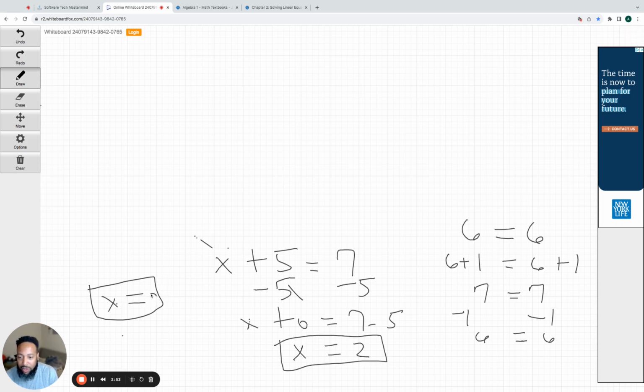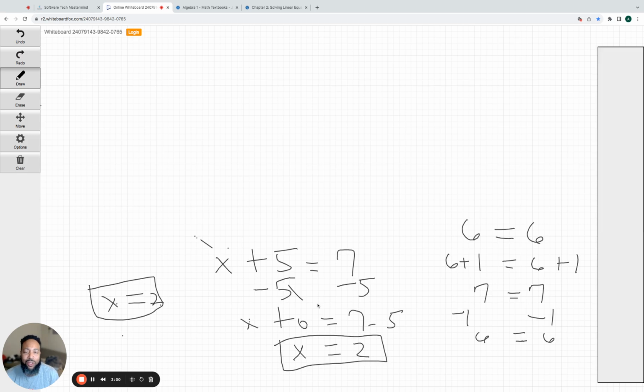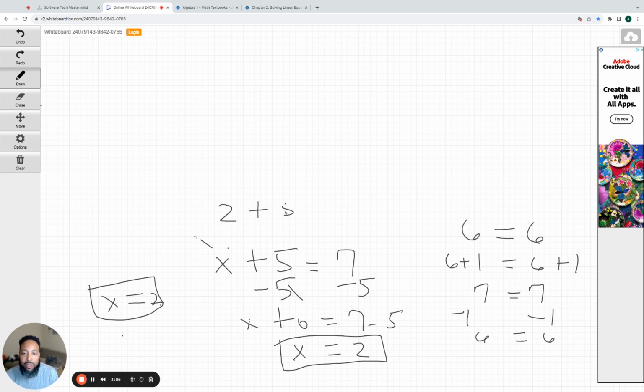So now what you want to do is check your answer. You want to make sure that this is correct. So you plug your 2 into your equation. So you have 2 plus 5 equals 7. So 2 plus 5 does equal 7 on the left side, and you have 7 on the right. So that's correct. That's how you know that you're correct.